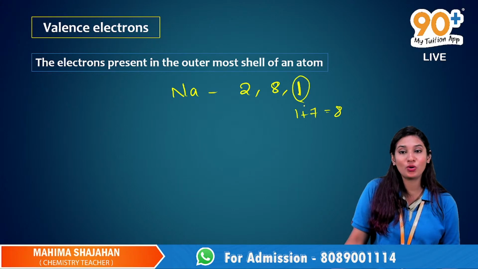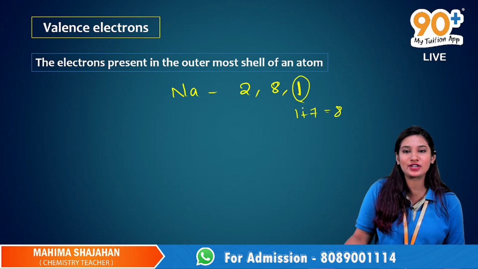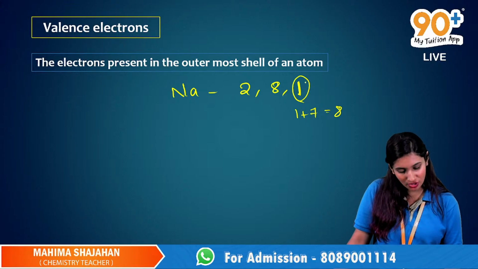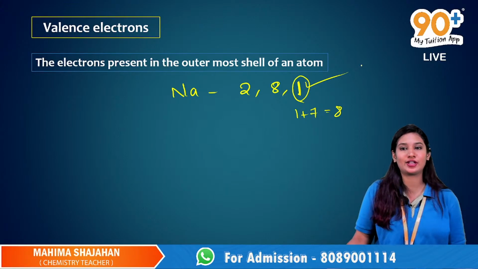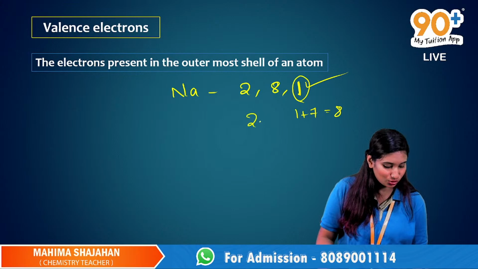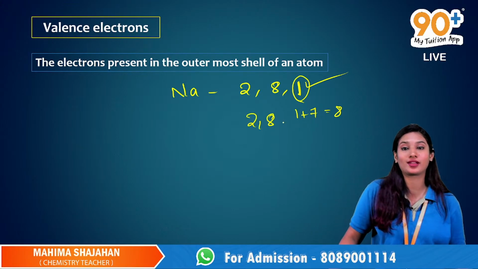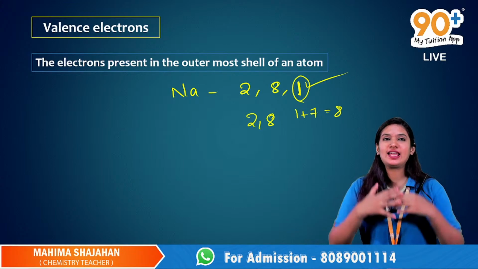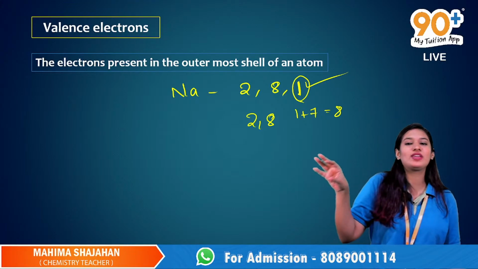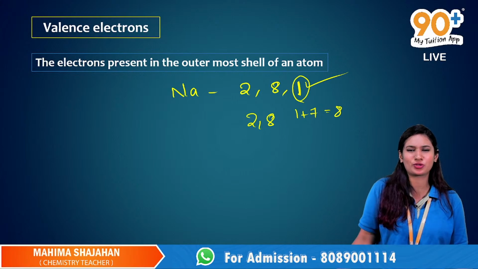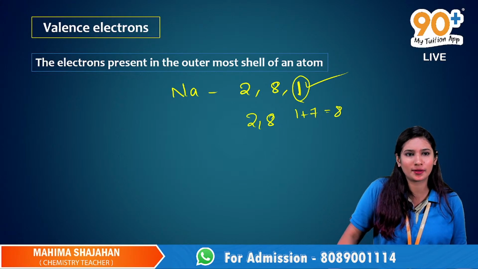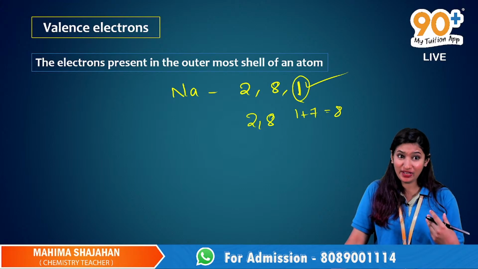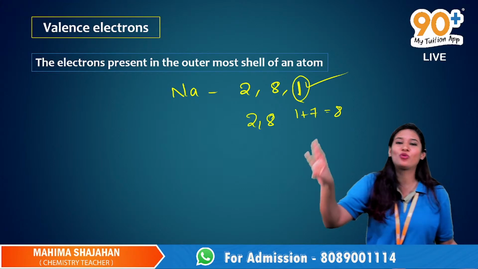In the last shell, it has only got 1 electron. Just remove or lose that electron so that it will get a 2, 8 configuration. Okay, so accepting 7 electrons or just removing that 1 electron present in the outermost shell, which is easier? What do you think? Which is easier? Accepting 7 electrons or just removing 1 electron?